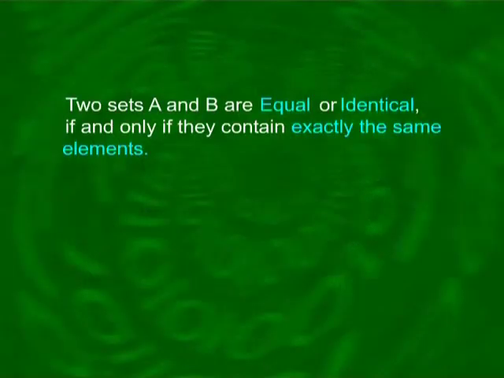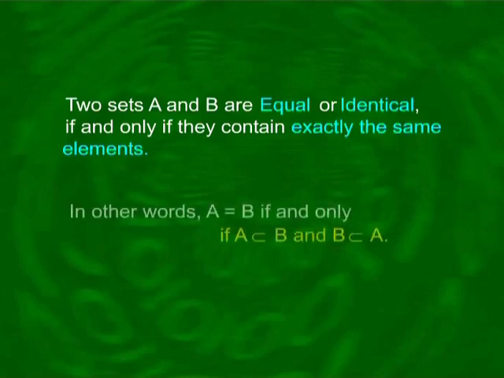Speaking of subsets, it should be noted that every set is regarded as a subset of itself, and the null set phi is regarded as a subset of every set. Two sets A and B are equal or identical if and only if they contain exactly the same elements. In other words, set A is equal to set B if and only if A is a subset of B and B is a subset of A.